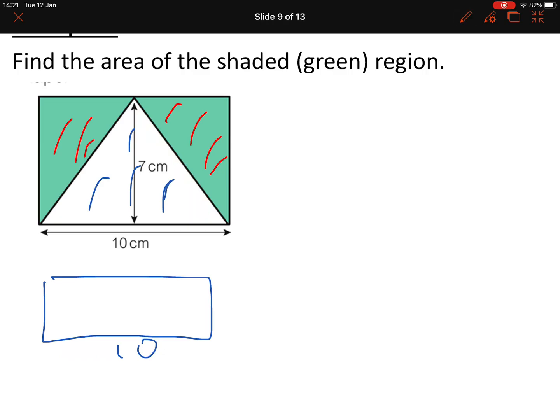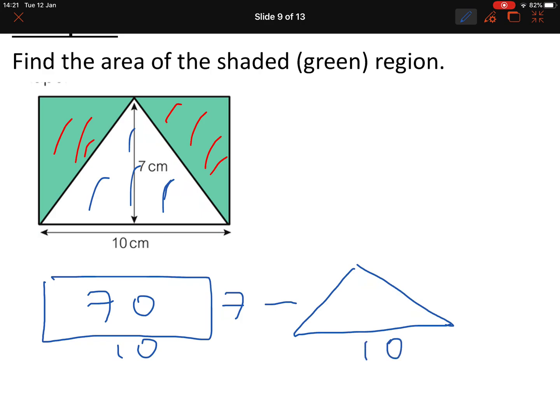Now, the rectangle has a base of 10, but if you look at 7 in the middle, that's also the height of the rectangle, okay? And 10 times 7 is 70, all right? Now, we want to take away the area of the triangle. So if you look in the middle, the base is 10, and the height is 7.